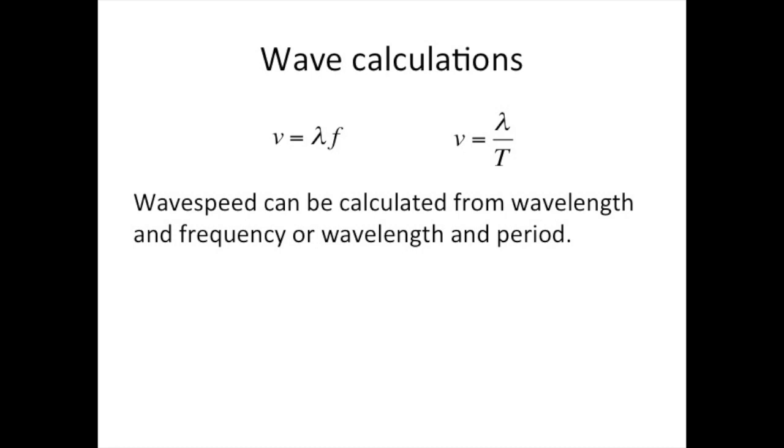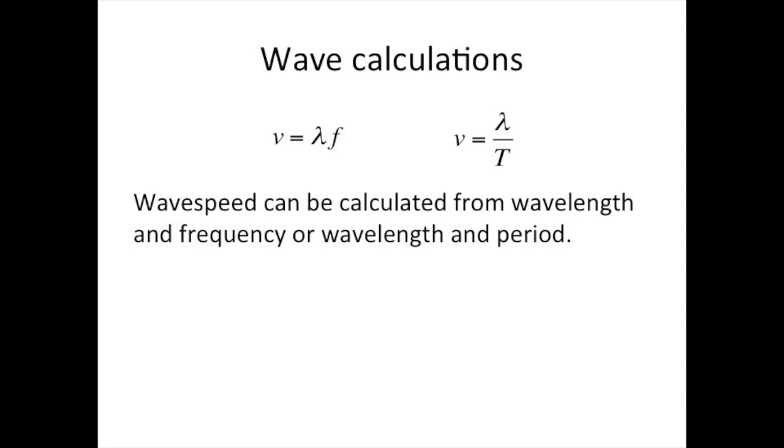All right, now here are some very simple calculations. The way that you calculate waves is, the wave speed is wavelength times frequency. That thing that looks kind of like an H is actually the lowercase Greek letter lambda. So v equals lambda f. That's v equals wavelength times frequency. Okay, or v is also equal to wavelength divided by period. That also works.